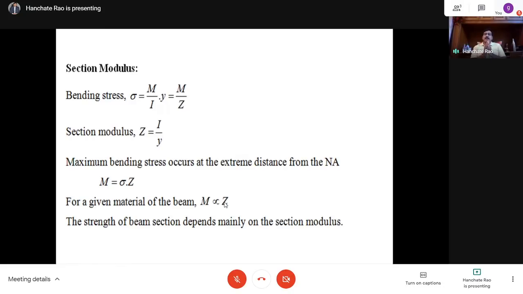So for a given material, a beam having higher section modulus will carry higher bending moment. That means higher loads. So the moment carrying capacity increases as the section modulus increases. It is directly proportional to the section modulus.